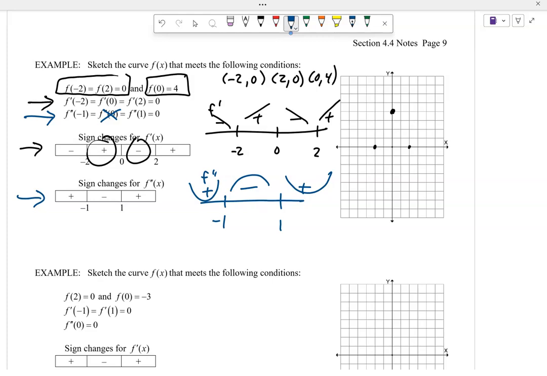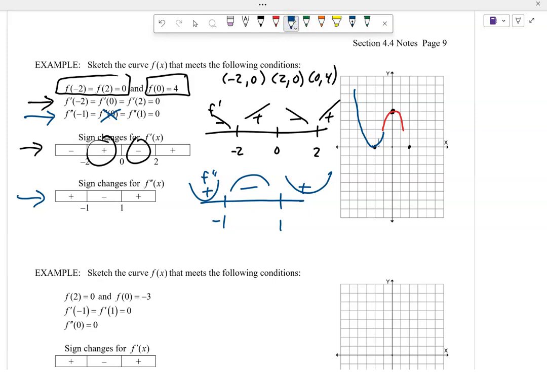We decrease to -2, but we're concave up. We decrease, but we're concave up until -1. But between -2 and 0, we're increasing. So we stay concave up. Then we switch to concave down between -1 and 1. And notice we have a relative max at 0, right? We have a relative min at -2. We have a relative min at 2.